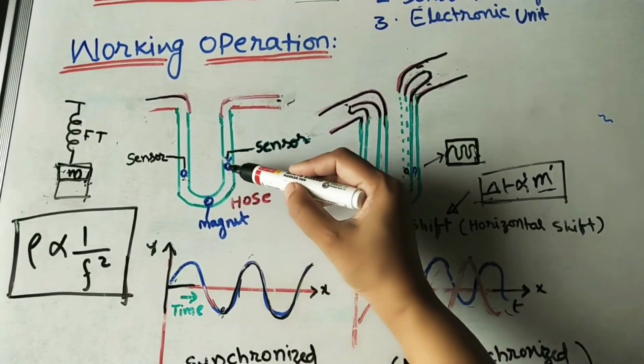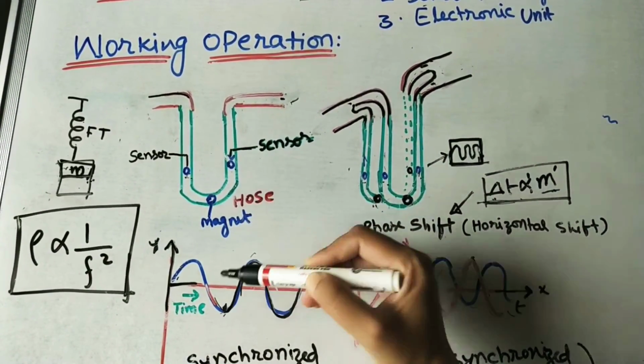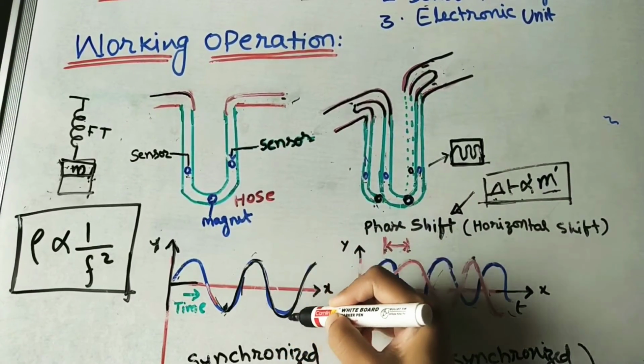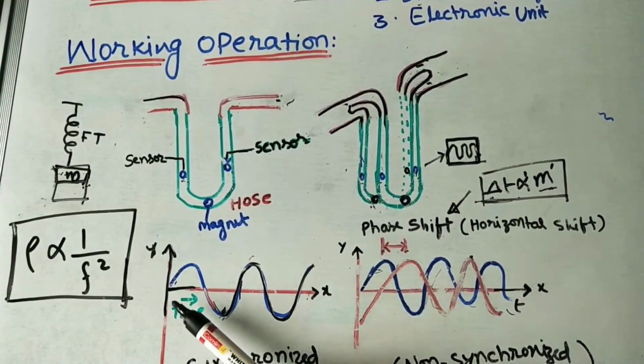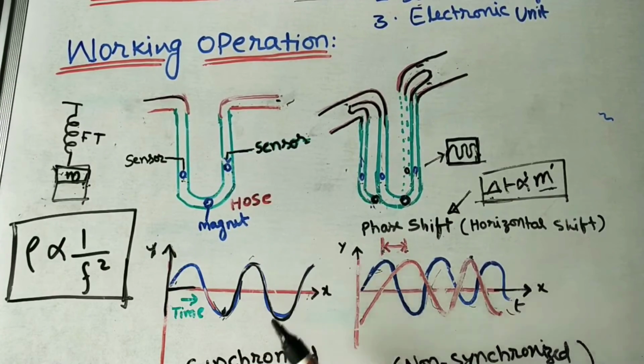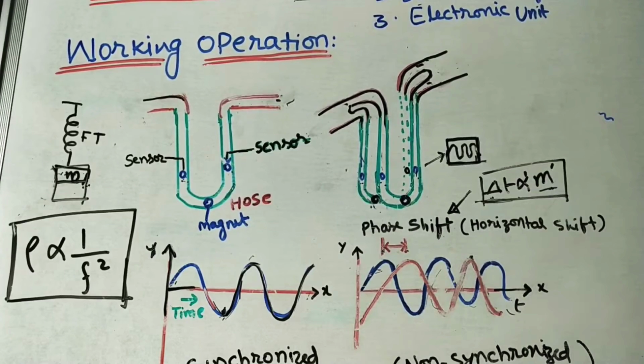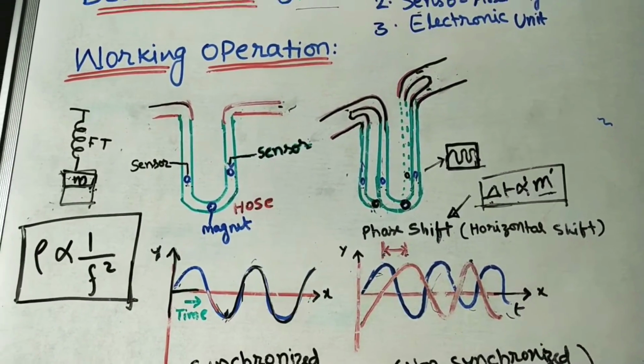If you are taking the output signal, let us assume it is starting here. This signal will also give the same sinusoidal shape. Here both signals are coinciding with each other because of the same frequency of the tubes. In this case we are calling this a synchronized way.